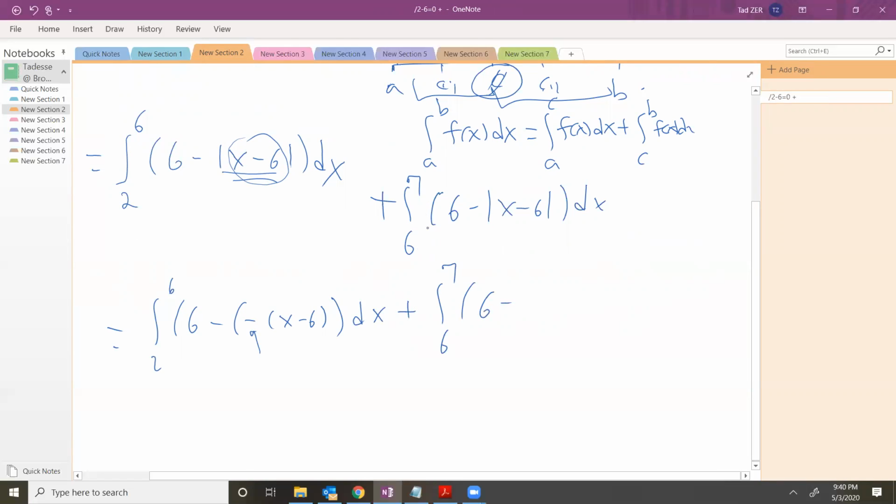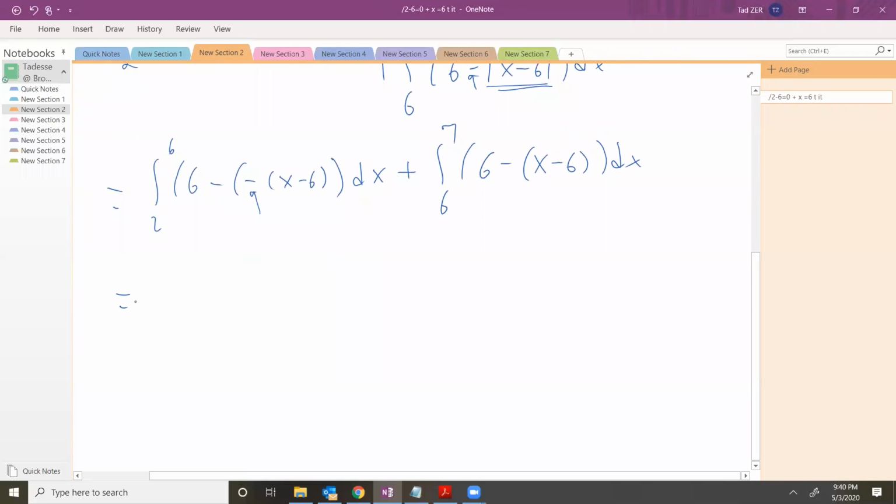But now from 6 to 7, this guy is positive, so you don't really need the absolute value. But make sure you have parentheses because there is a minus sign here. That's a very common mistake, okay? dx, that's it. Now I'm done with the absolute value simplification. Now I have to just play the algebra.